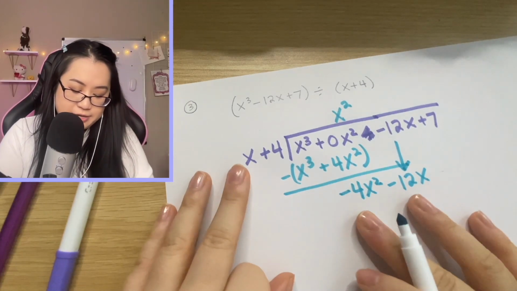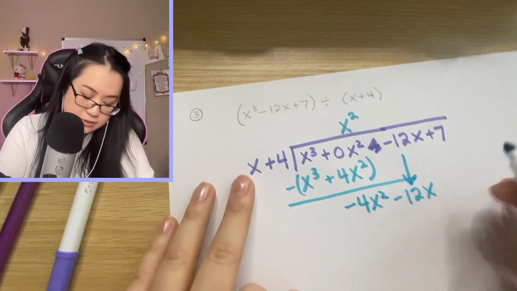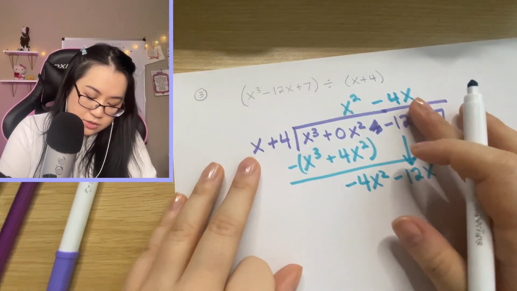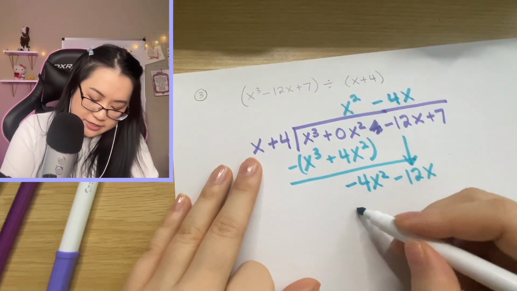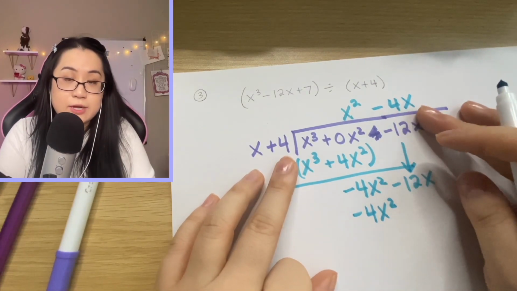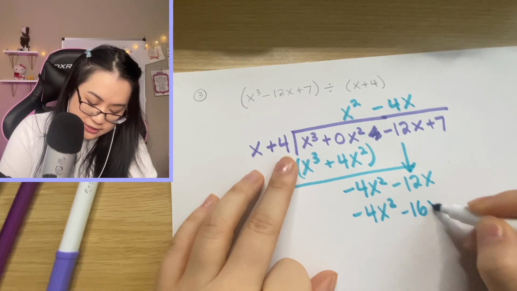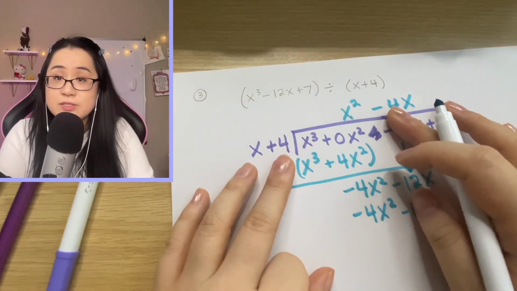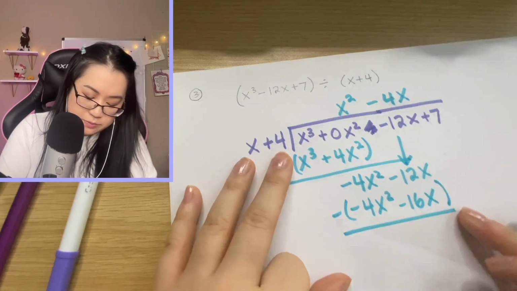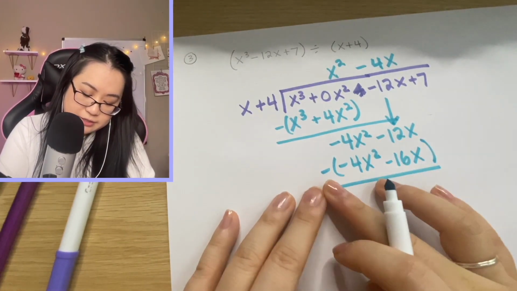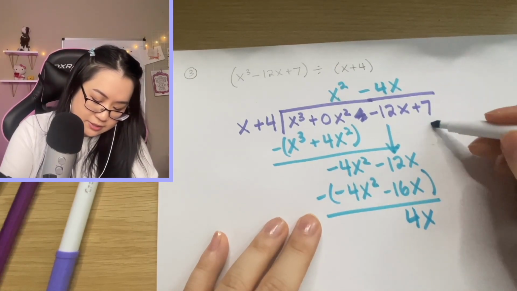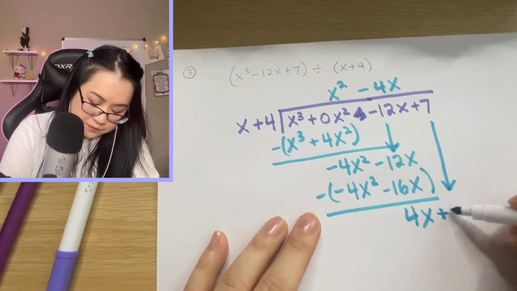So I compare x with negative 4x squared. So that's minus 4x. So negative 4x times x is negative 4x squared. Negative 4x times positive 4 is negative 16x. The x is there as well. Subtract with parentheses. Negative 12x plus 16x is positive 4x. Bring the plus 7 down.